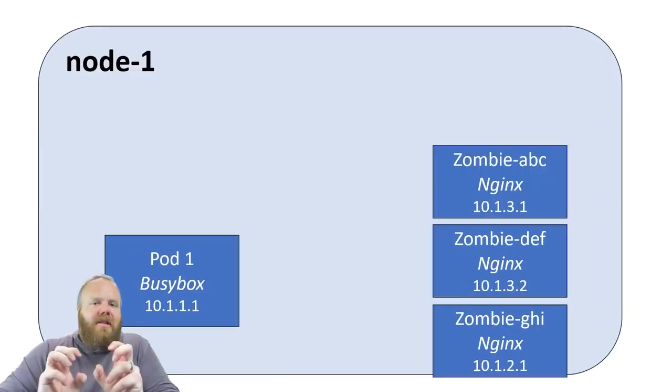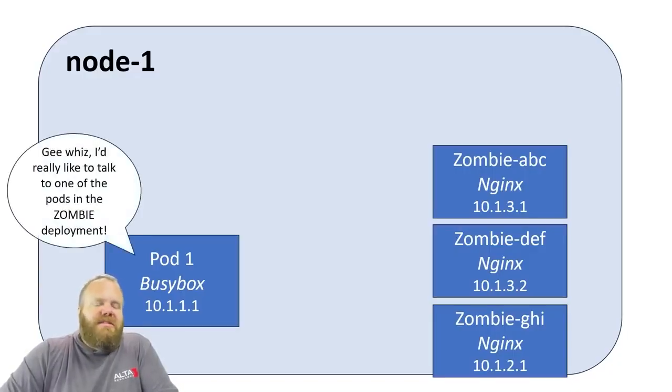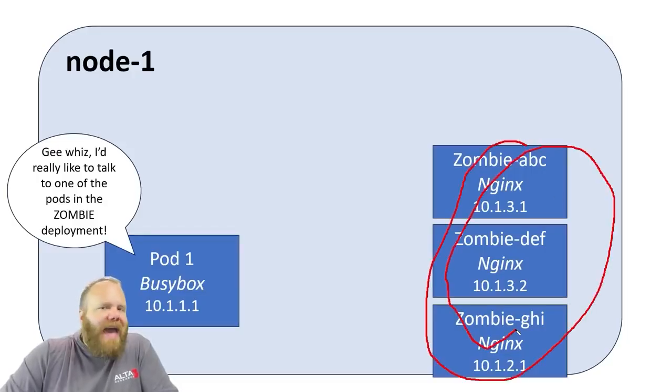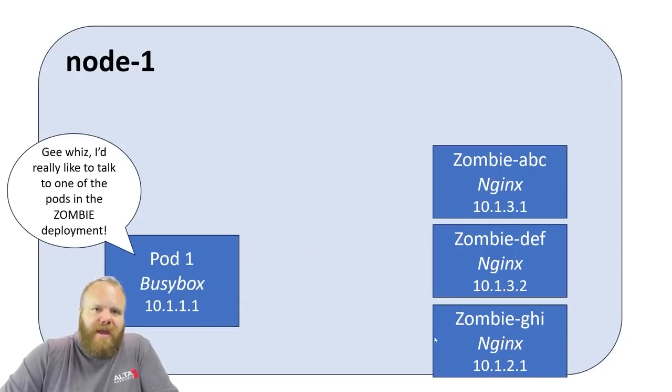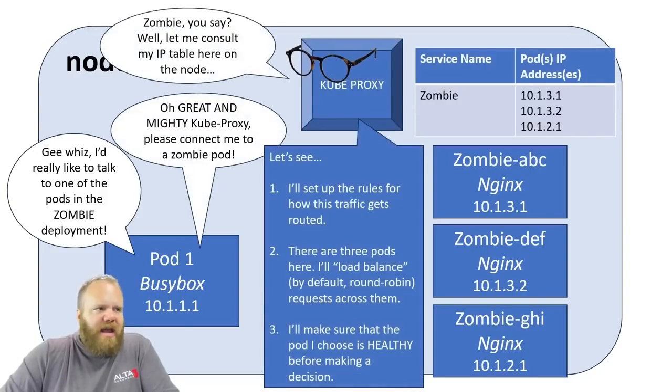Now, let's scale it out a little bit and get a slightly more difficult scenario. Let's say, once again, we've got a pod that really wants to talk to one of those pods inside of the zombie deployment. We just named it zombie. Because all of these pods are identical, they're all replicas, right? It doesn't matter which pod this pod talks to, okay? So that's an interesting conundrum, because once again, we reach out to great and mighty kube-proxy for connection advice.